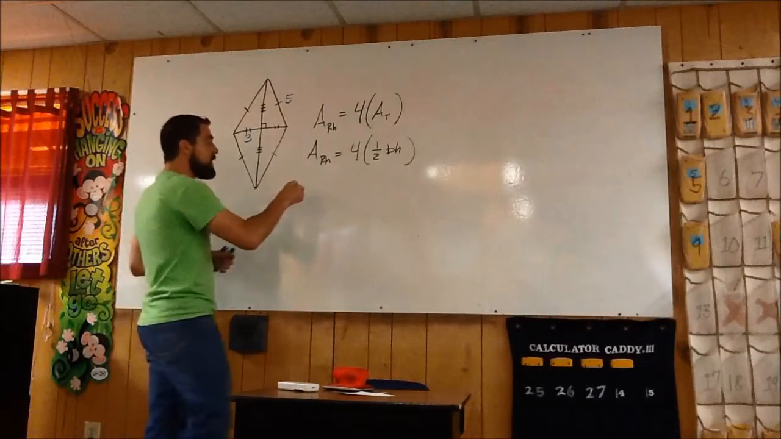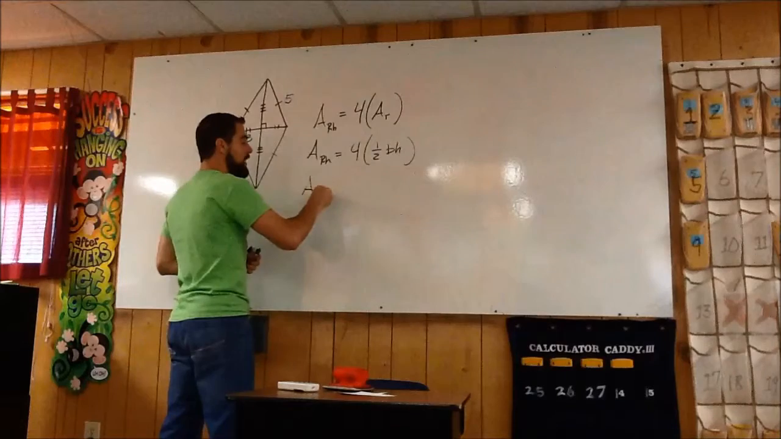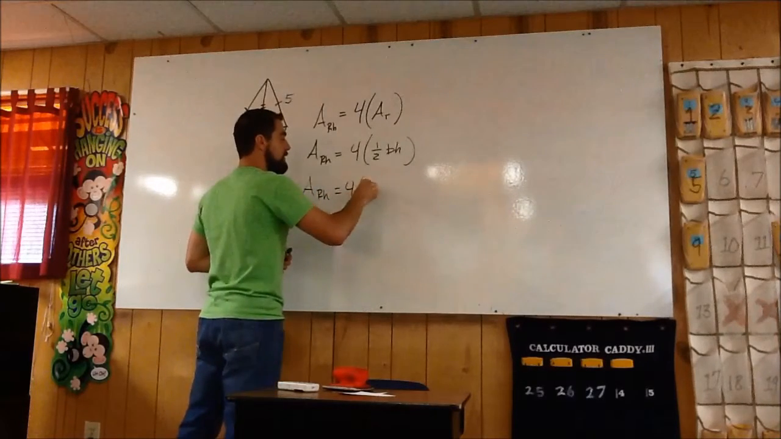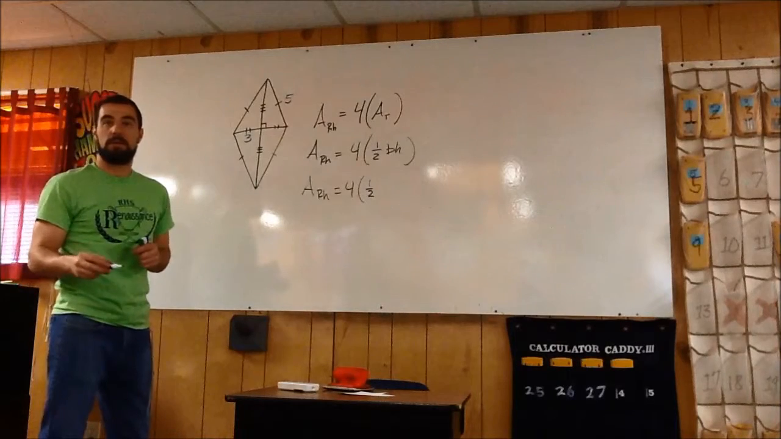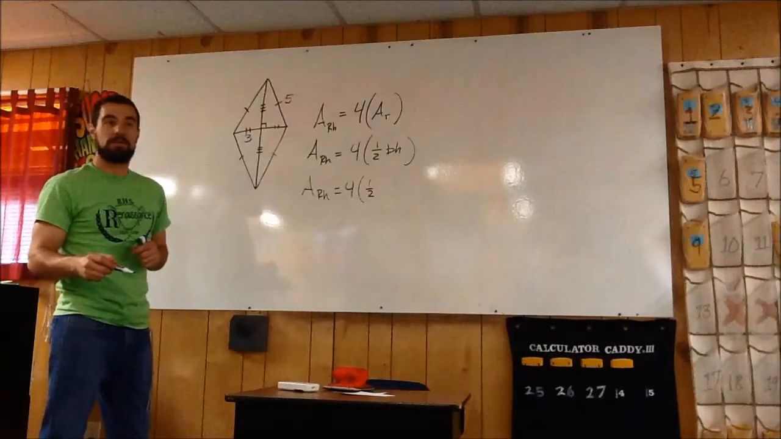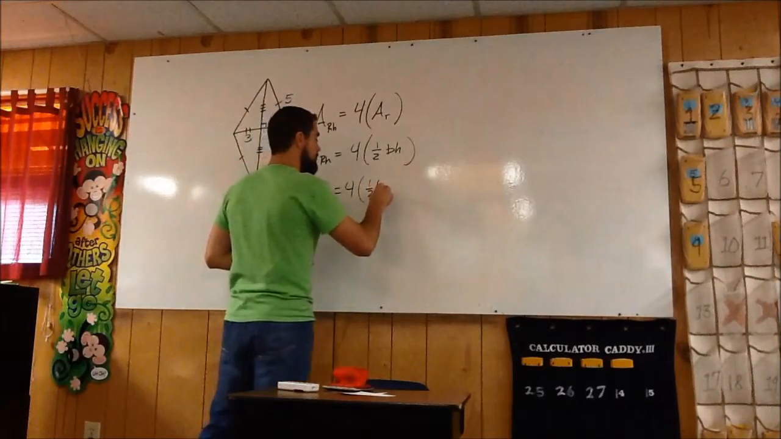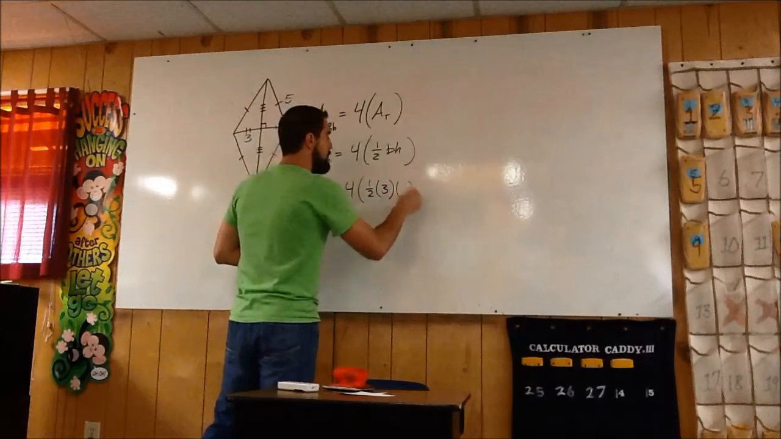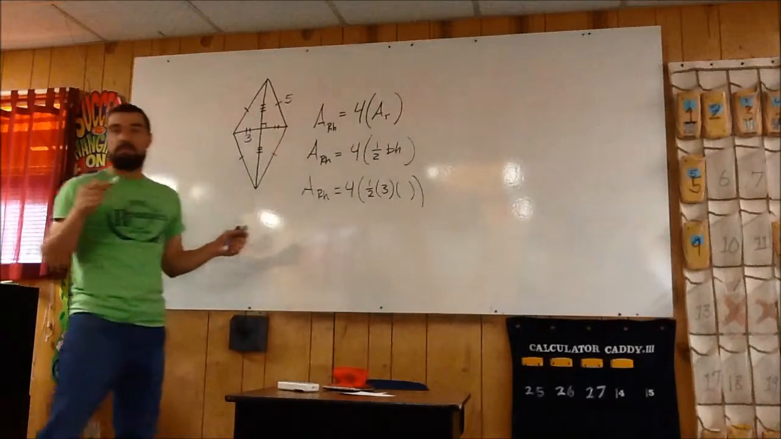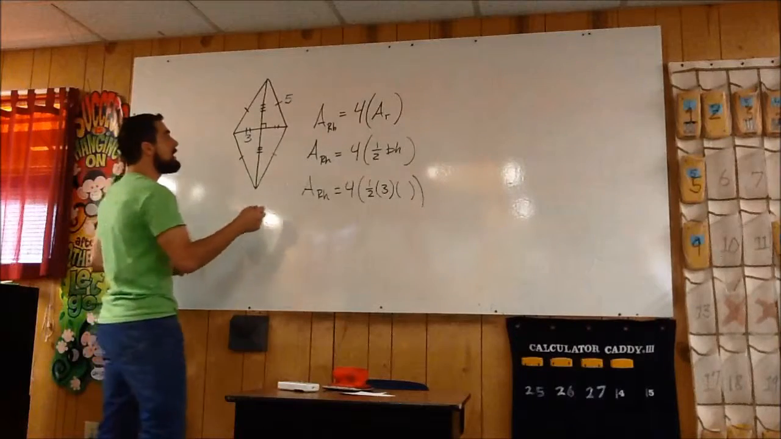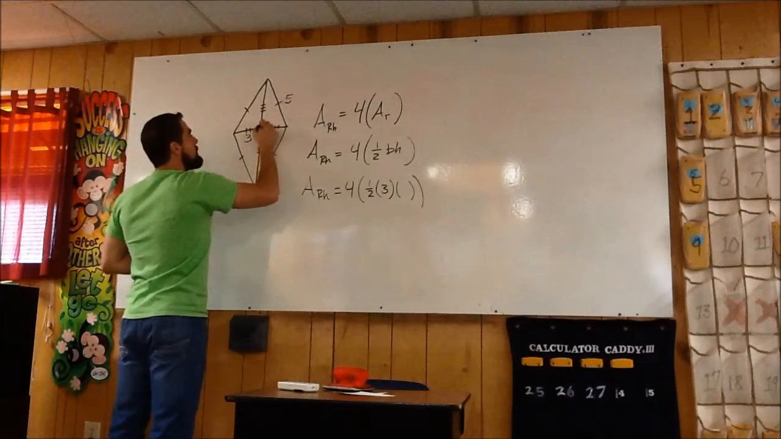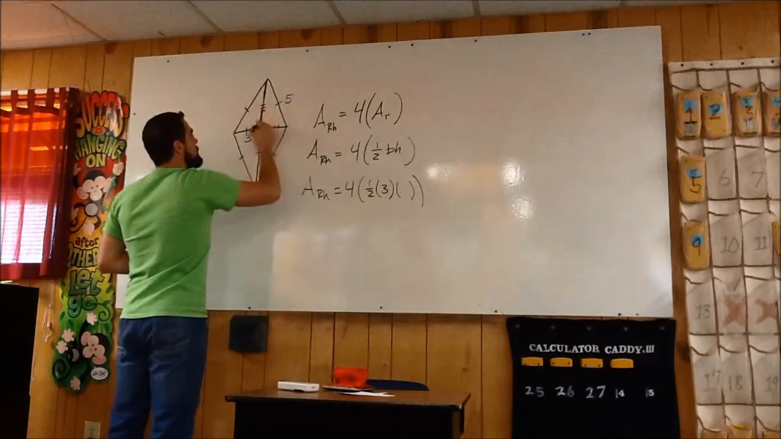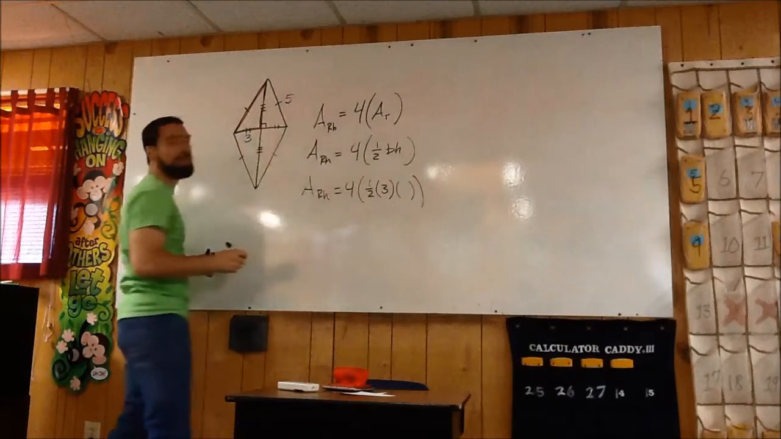Okay, focusing on one of those right triangles, what is its base? 3. Okay? So now we need the height. So remember that the base and the height must be perpendicular. So let's say that I'm focusing on this right triangle. It doesn't matter which one you focus on. They're all congruent. We just got done saying that and proving that.